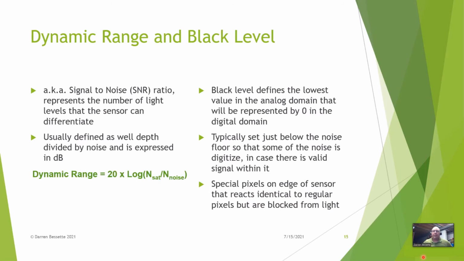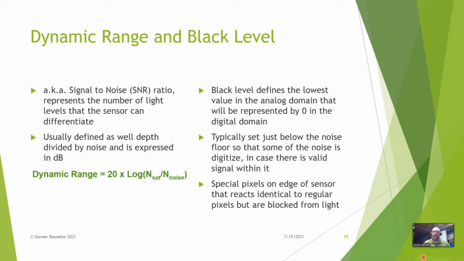So next thing we talk about is the dynamic range and black level. When I talk about dynamic range, what I'm talking about is what is the signal to noise ratio that the sensor is able to output. That's once you factor in the typical noise floor and the maximum value of the signal that the sensor can produce, that is overall dynamic range. And it's usually defined in a dB format, so it's 20 log of the number at saturation divided by the number of the noise, and that gives you a dynamic range.